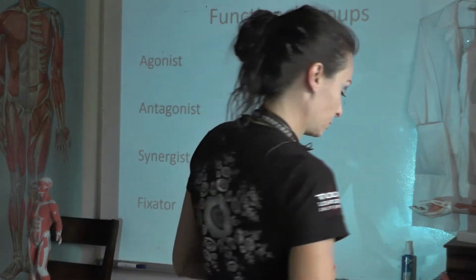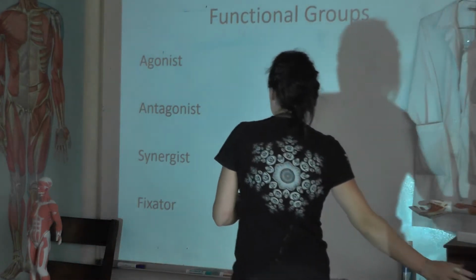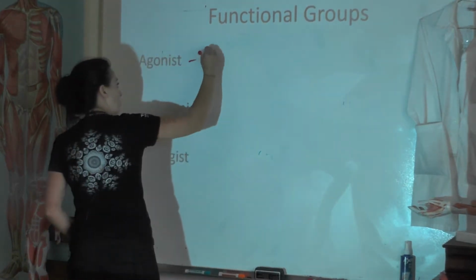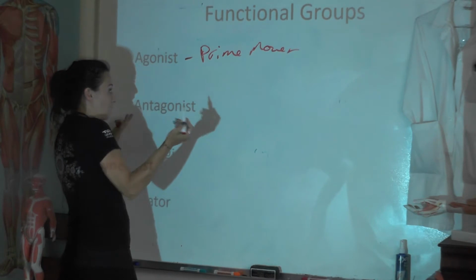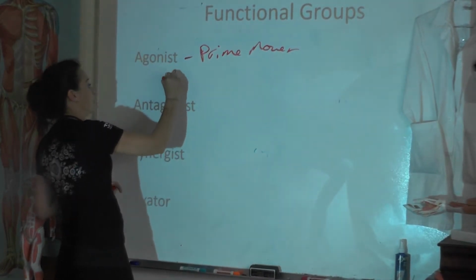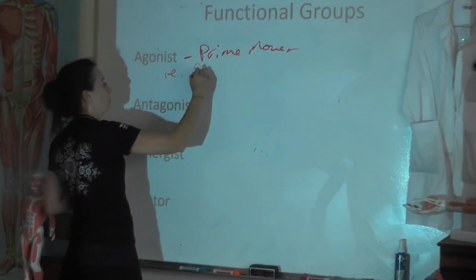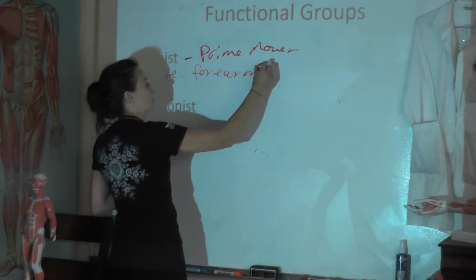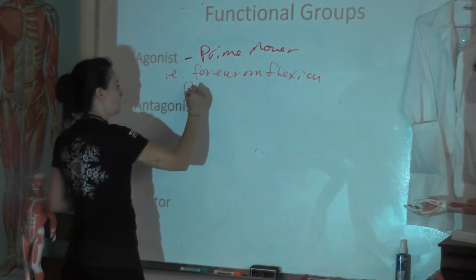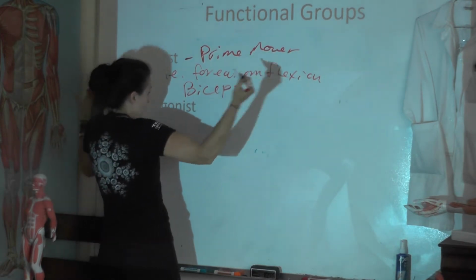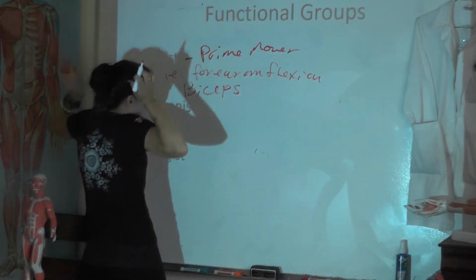So an agonist is the prime mover. And this is, again, for a particular movement. So if the example we're using is forearm flexion, then the prime mover is the biceps, or if we're doing two forearms, the biceps brachii.